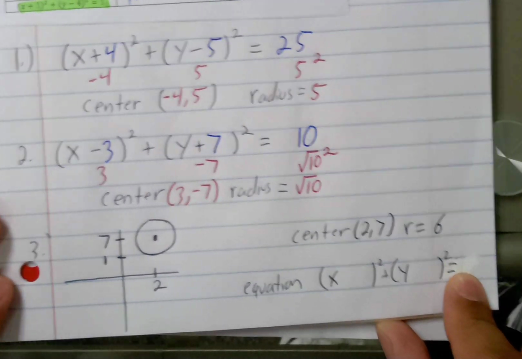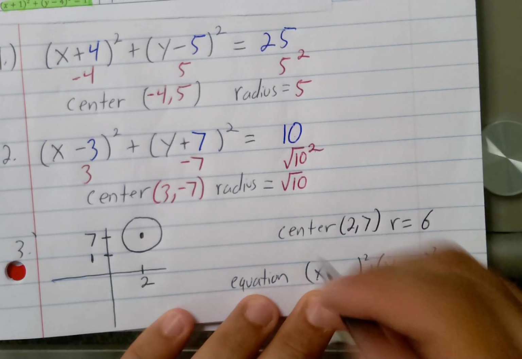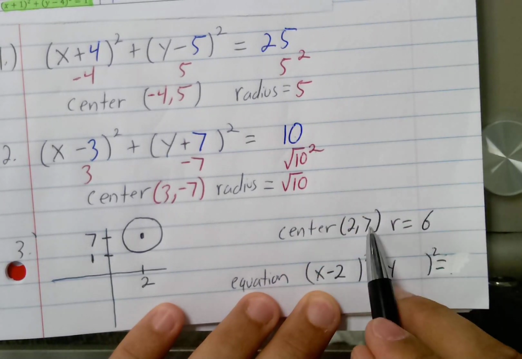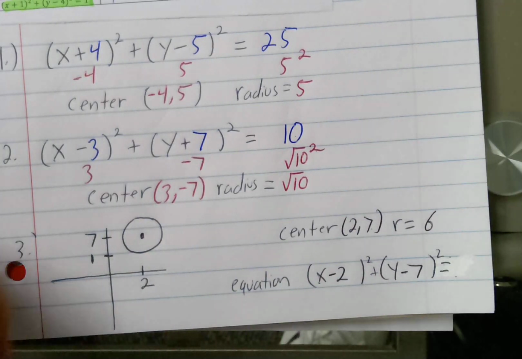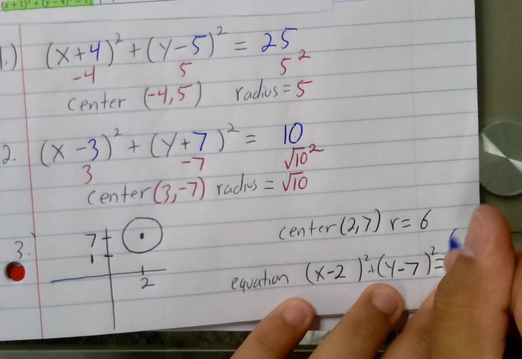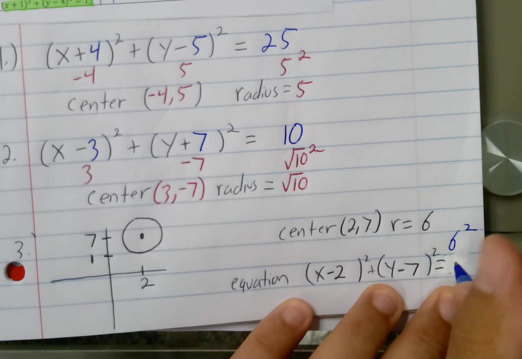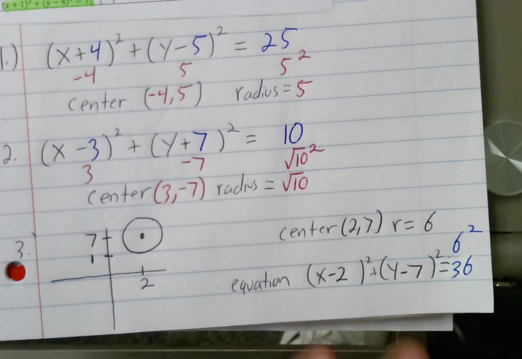When I write the equation, I have a 2, so I need a negative 2. I have a 7, I need a negative 7. And I have a 6. I have two options. I can write this as 6 squared, or preferably we will see this as 36. So that's a couple basics of the center, the radius, dealing with circles.